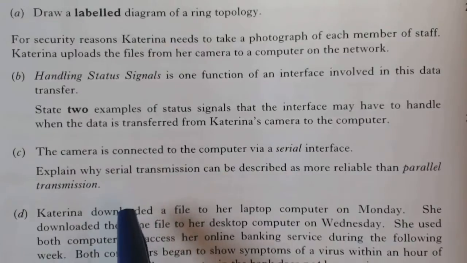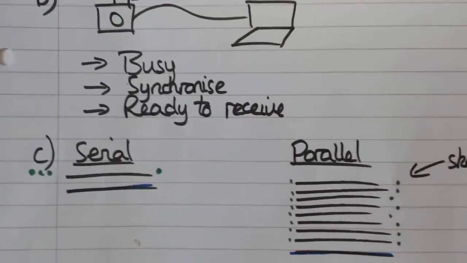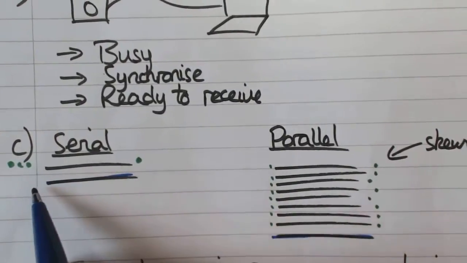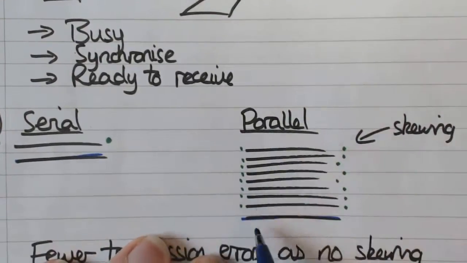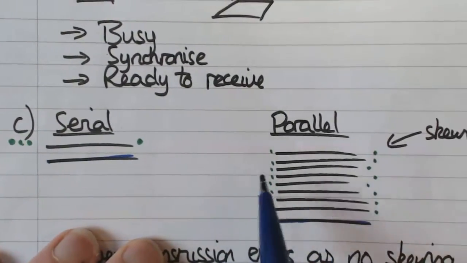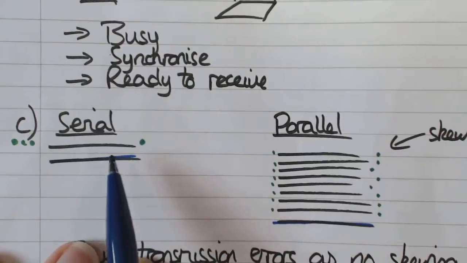Right. Question C is the camera is connected via a serial interface. Why is serial transmission going to be described as more reliable? So remember that serial has two lines, one for the data and one for the control, maybe read or write. Parallel has 8 lines, okay? So 9, so 8 for the data and 1 for the control, okay? Now, obviously parallel you can send a byte at a time. With serial you can send a bit at a time.